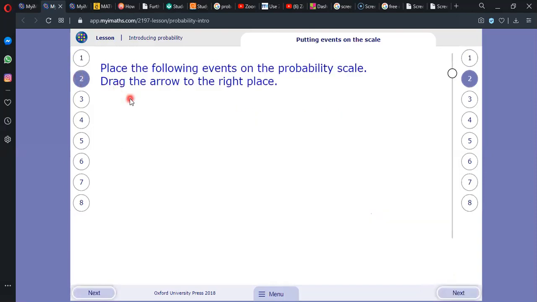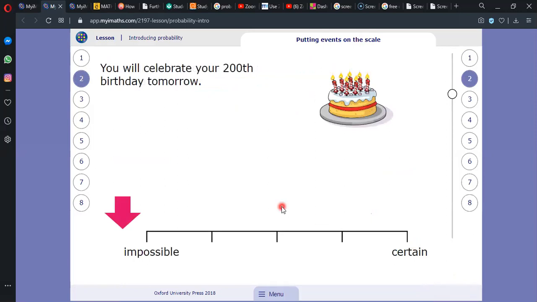I want us to place the following events on the probability scale, just to see how the probability scale works. The event that we want you to place on this probability scale is the event of you celebrating your 200th birthday tomorrow.